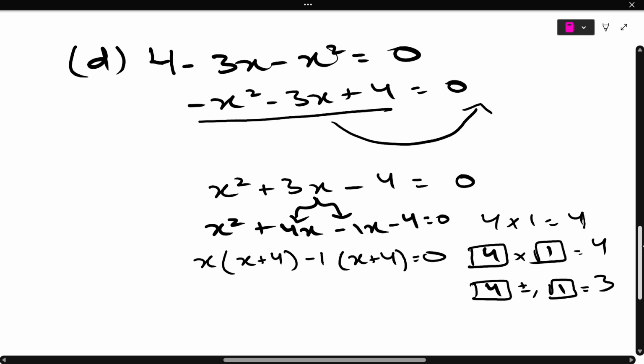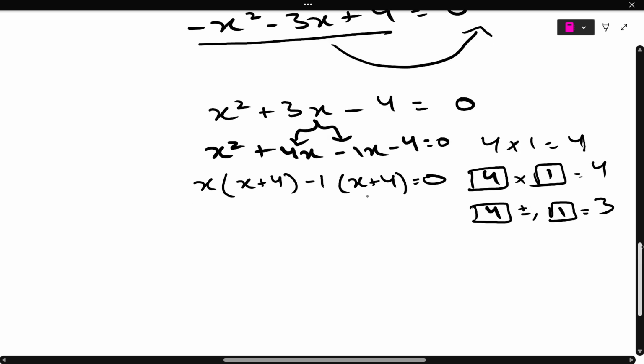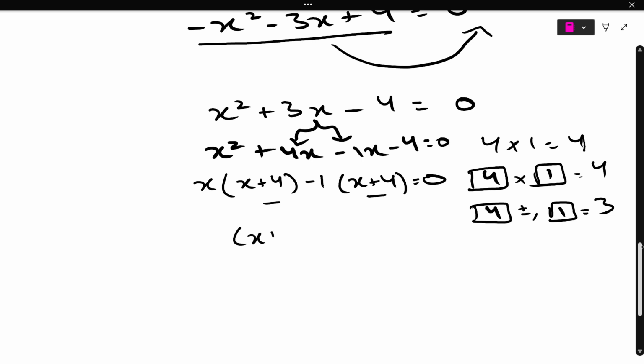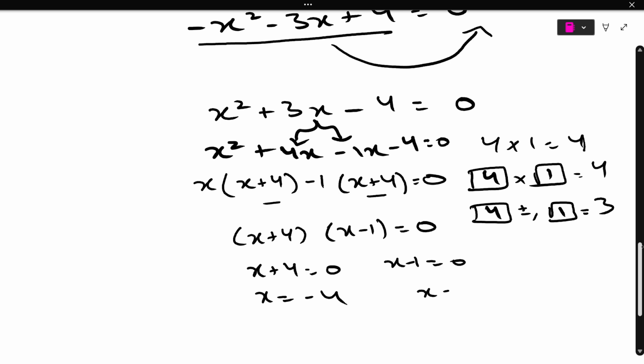And again both the brackets should be the same. So yes, we are getting the same bracket, so that means our calculation is correct. And now I'm going to write x plus 4 one time, and x minus 1 I'm going to form a bracket of that, so that's equal to 0. And now x plus 4 is equal to 0 and x minus 1 is equal to 0. Therefore x is equal to -4 and x is equal to 1. So that's our two values of x, correct?